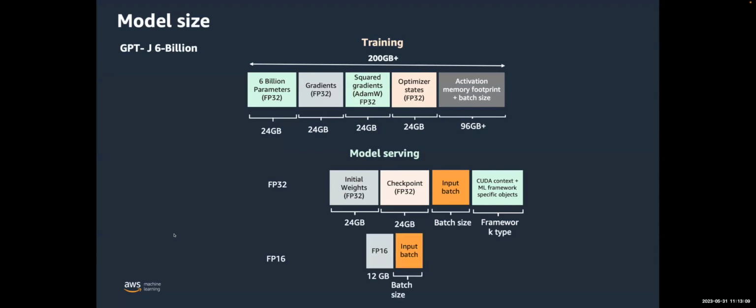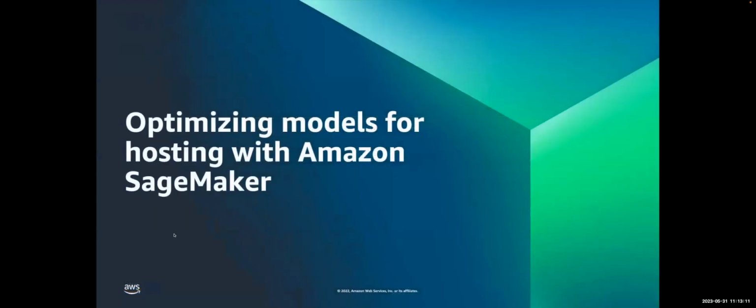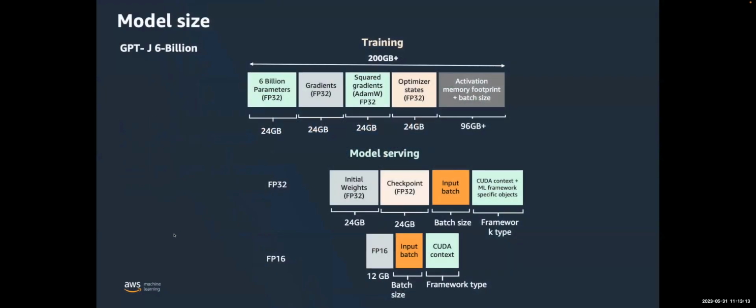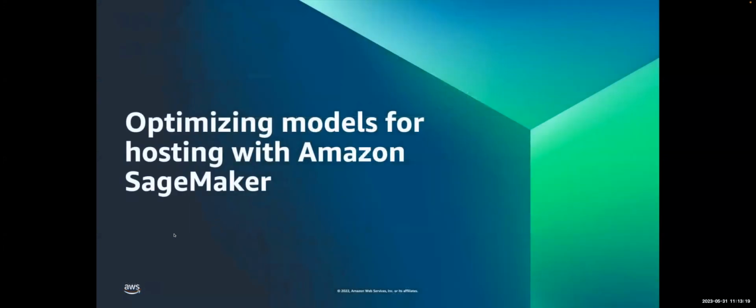So with this, you're gonna see that we have all of these requirements for training the model and also for model serving. So what are the techniques and what are the things you need to consider for optimizing models for hosting with Amazon SageMaker?